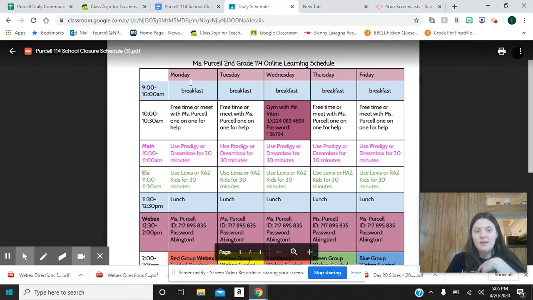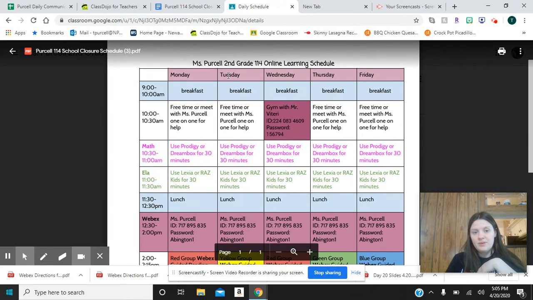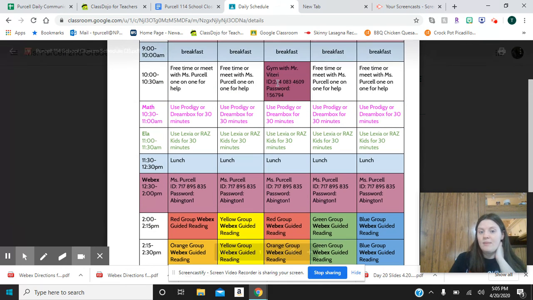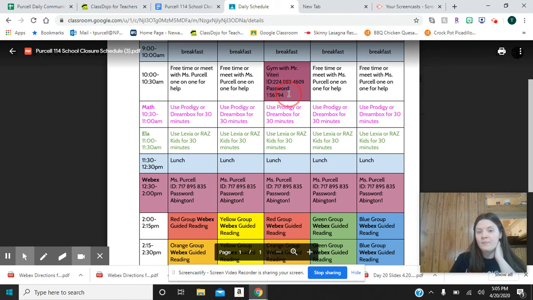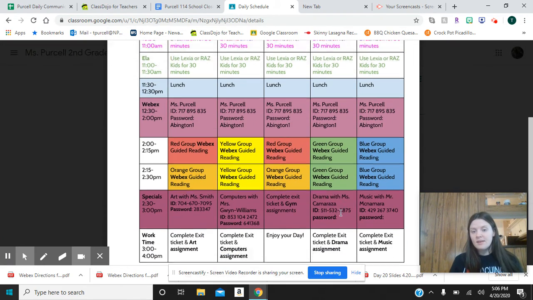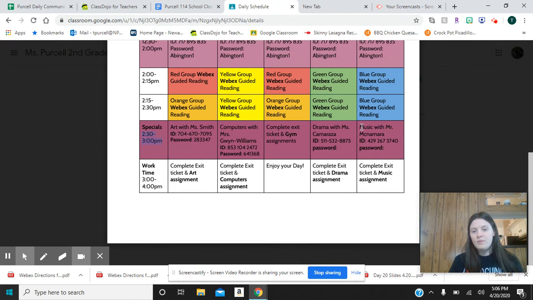So if you just look at Monday and you go all the way down, it's art with Miss Smith. Tuesday is computers with Miss Gwen Williams. Wednesday, once again, they meet with Mr. Viteri here in the morning. Thursday, it's drama with Miss Camarata. And Friday, 2:30 to 3, music with Mr. McNamara. And then I ask from 3 to 4, that might be more time than they need.